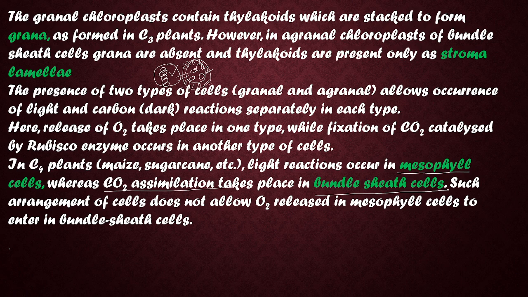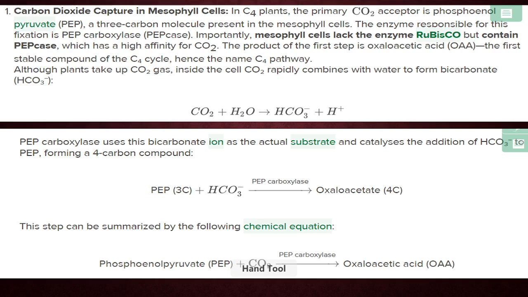Now we are going to discuss the step-by-step process of the C4 cycle. There are four steps involved in the C4 cycle. The first one is carbon dioxide.